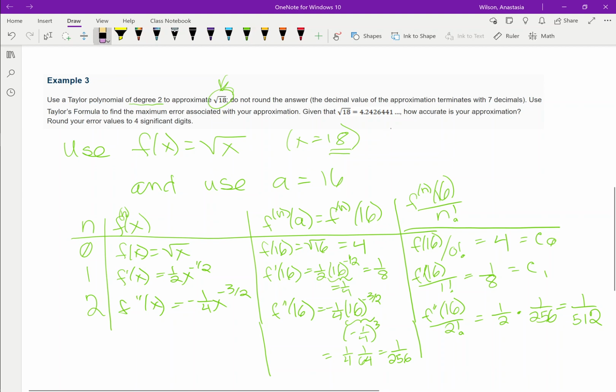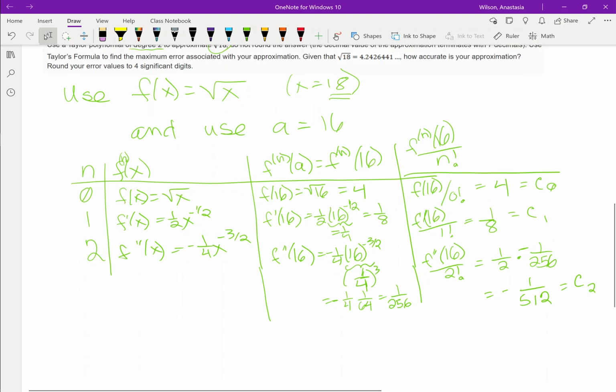I am sorry, you may have noticed this already, but the negative sign should not have disappeared. We have 16 to the negative 1/2, which gives us the 1/4, and then cubing that will give us the 1/64. We have a negative there, so this should be negative, and that should be negative. So let me rewrite that. What we get here is a negative 1/512, and this is our C2 coefficient.